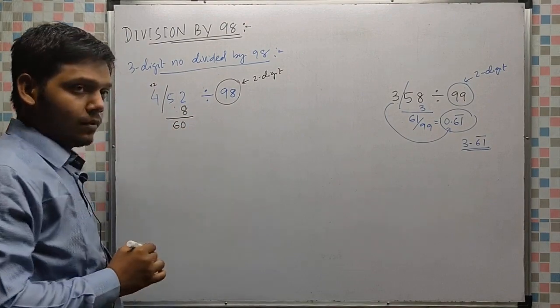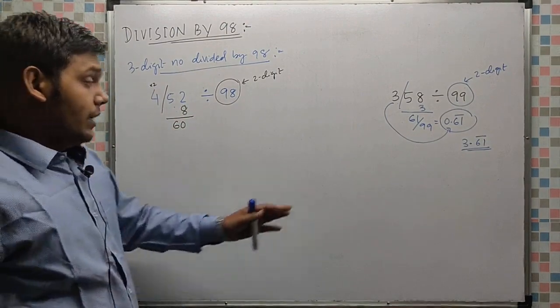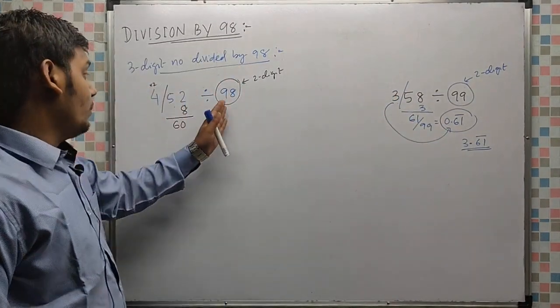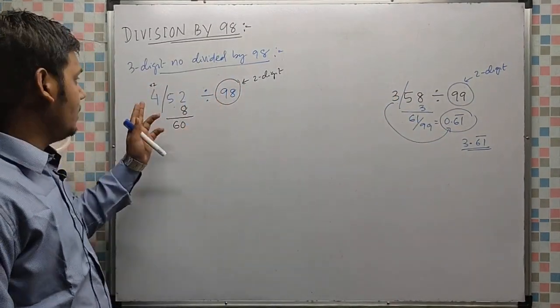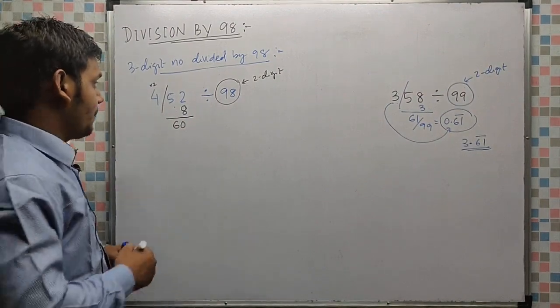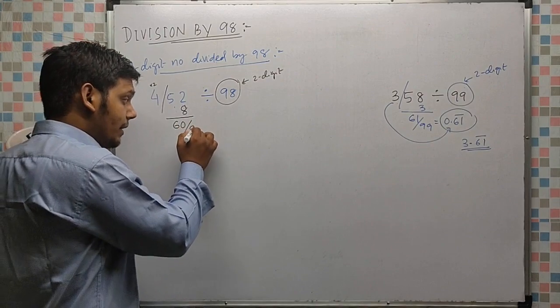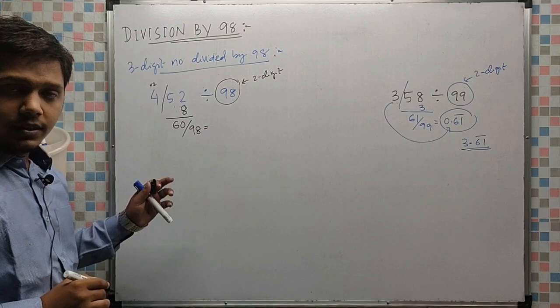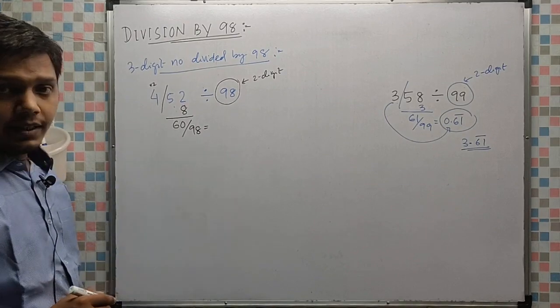Now it is 60. What have I done? In case of 99, directly I added 4 here. But when we are dividing by 98, we have to multiply by 2. Why? Because I will tell you. Then this 68 will be divided by 98. Sorry, now the 60 is divided by 98.